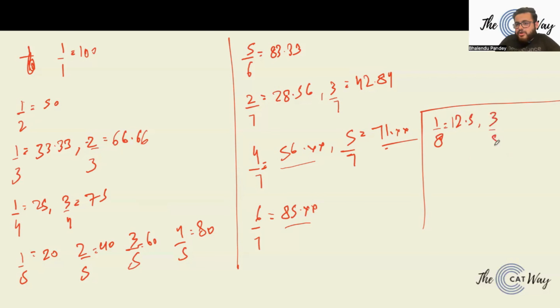3 by 8 is very important. 3 by 8 turns out to be equal to 37.5. 5 by 8 is very important because it's 62.5. 7 by 8 is also very important because it's 87.5%. Right. So these are primary values that are important.